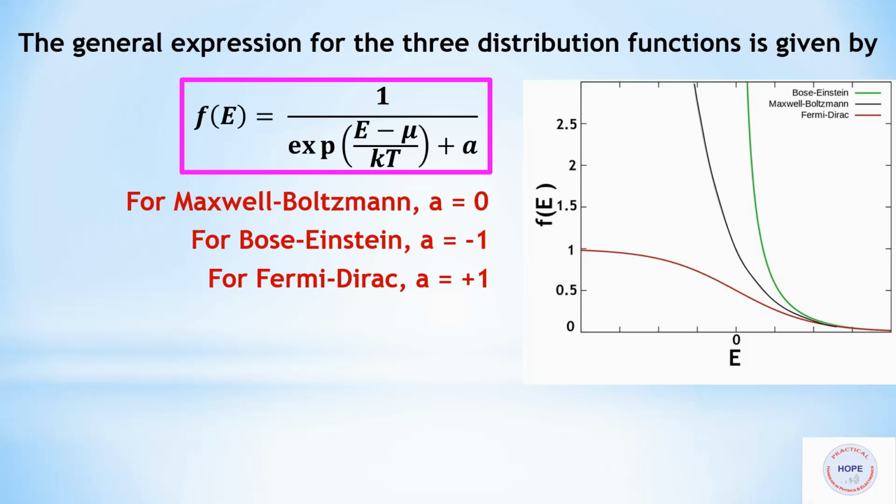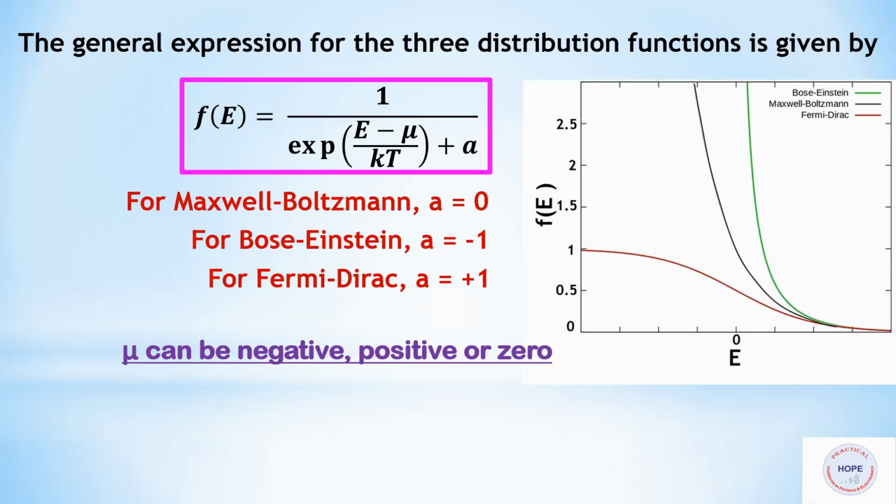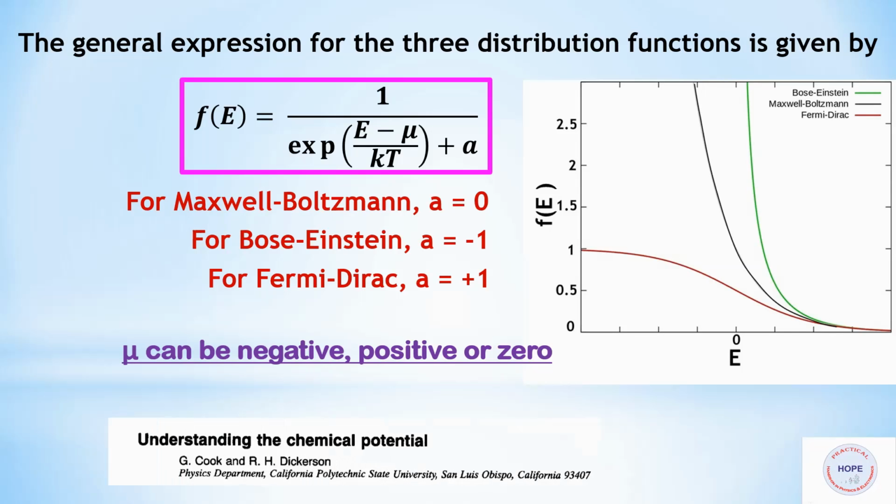Chemical potential is the change in the internal energy of the system when one more particle is added, keeping volume and entropy fixed. Its value can be negative, positive or zero, depending upon the type of particles and their temperature. Here we'll take chemical potential as 0. A good understanding of the chemical potential can be found in an article by Cook and Dickerson, the link of which has been given in the description box.